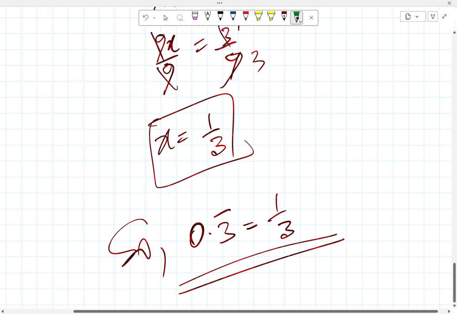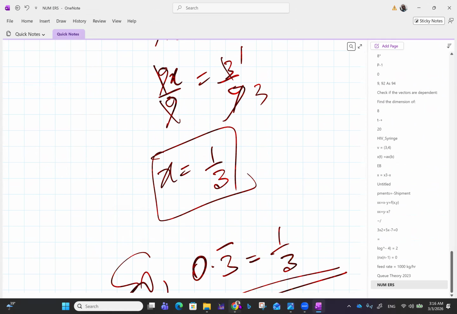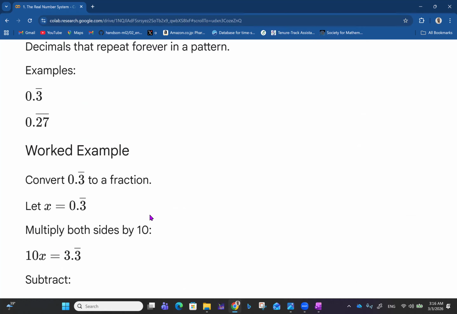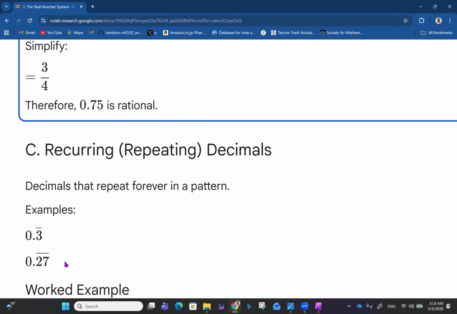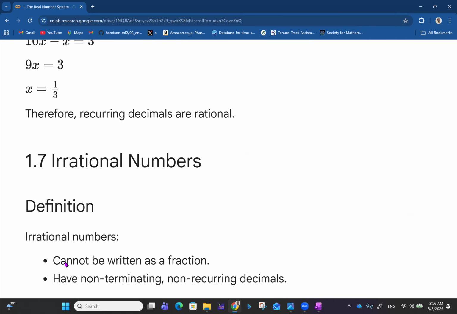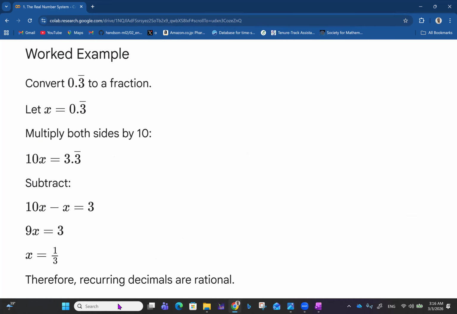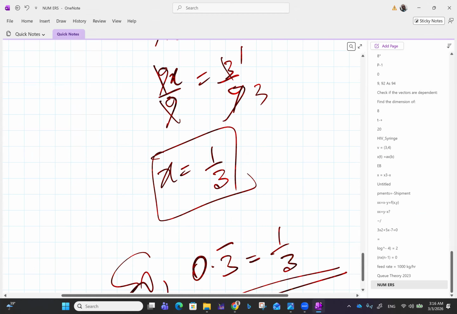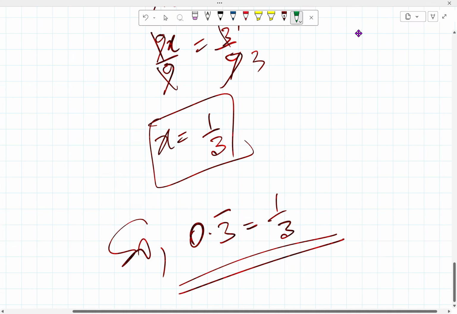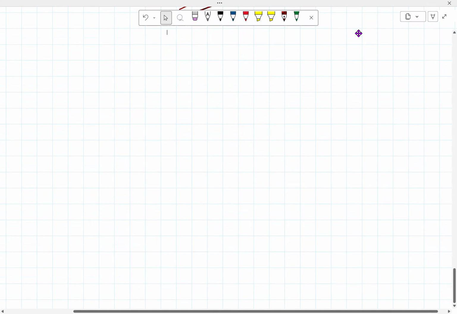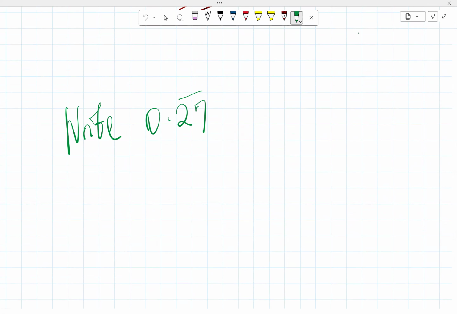I would like to also do the other one, because sometimes the repeated numbers can be two numbers. For instance, we talked about this 0.272727272727. Okay, let's look at that. How does that play out? We have 0.27272727. So write 0.27 bar as a fraction, okay? As a fraction. So what do we have?